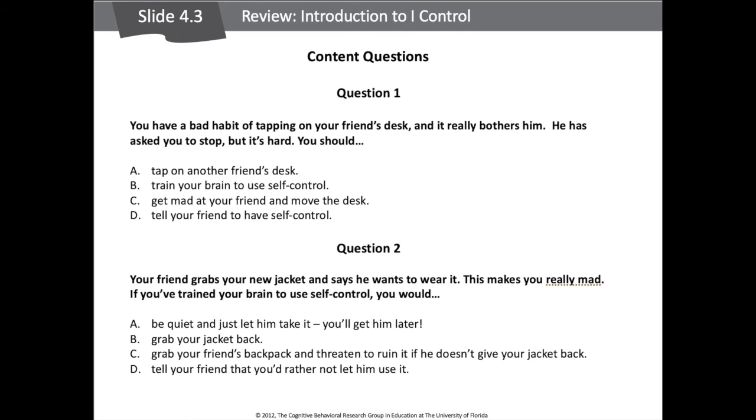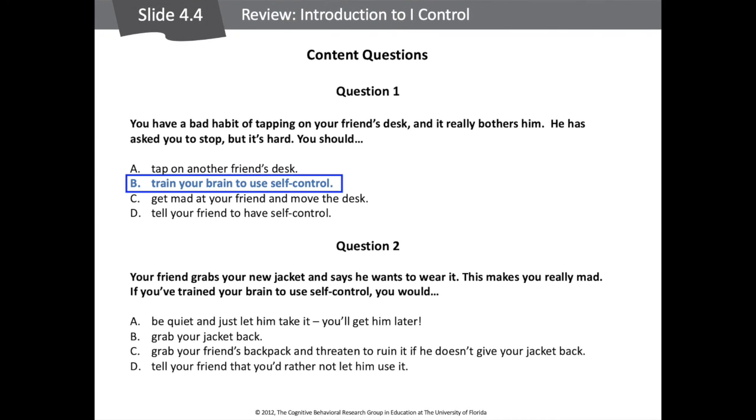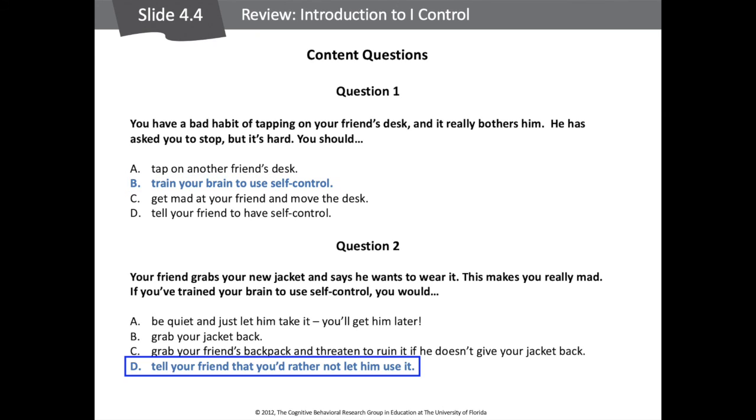For response 1, if you selected B, you are correct, because it's good for you to use self-control to resolve the social situation. You're strengthening your brain skills by controlling the automatic tapping. For response 2, if you selected D, you are correct again. In this challenging situation, you should use self-control to first stay calm and talk to your friend to resolve the social problem instead of taking actions without thinking.